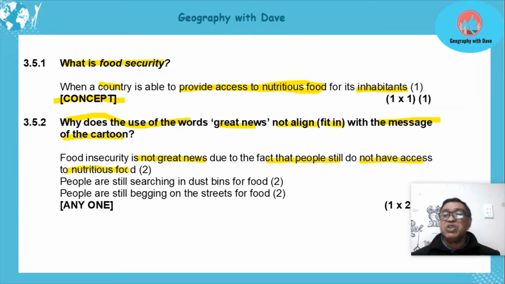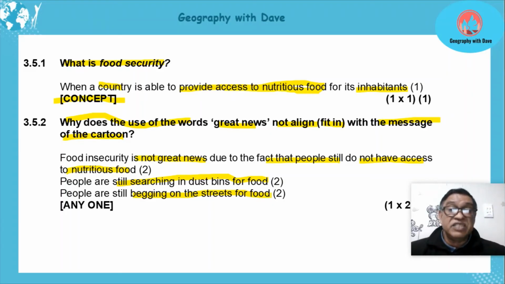You can see they're still looking in the bins. Whatever they get, they're going to eat. Whether it's full nutrition or not, they'll still eat to just fill their stomachs. All right. Can you see people are still searching in dustbins for food? It's not great news. You understand? People are begging on the streets. The examiner has given this, although you don't see clearly, but some learners may look as if those people are sitting there and begging, and therefore give that answer. But give the more definite answers first.